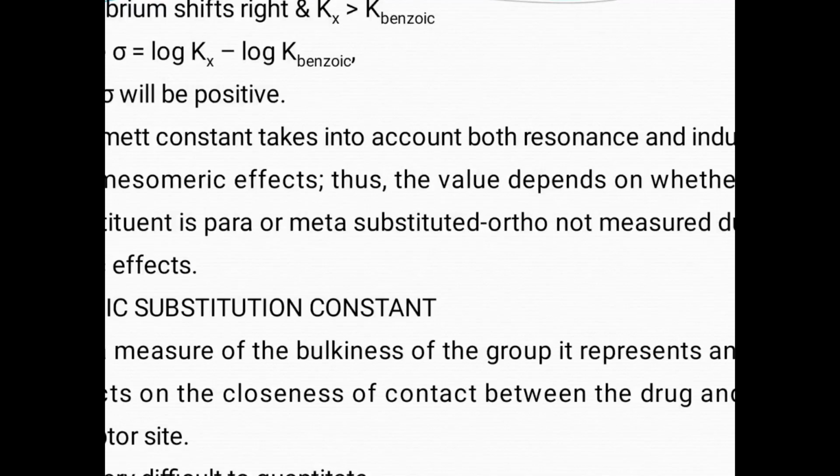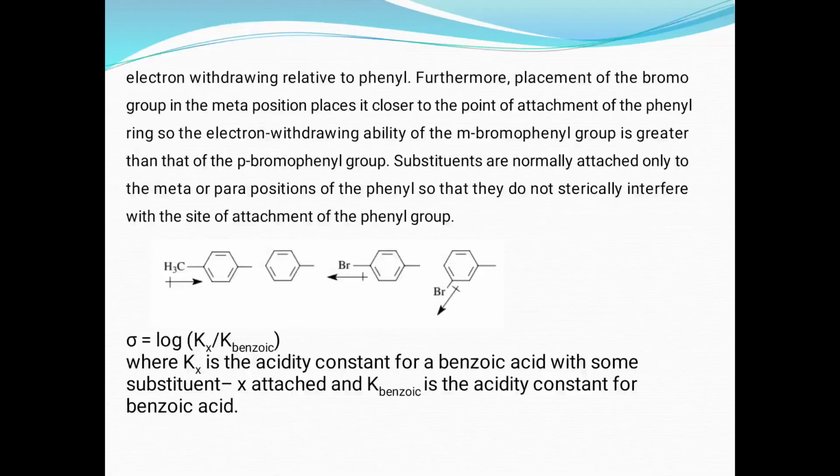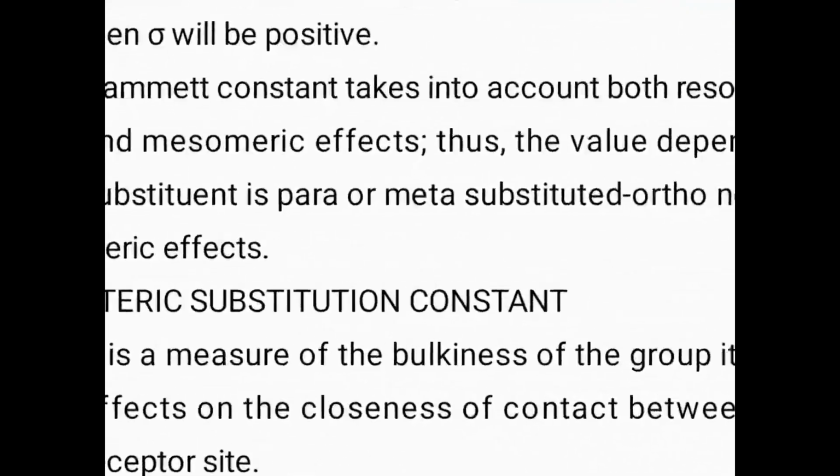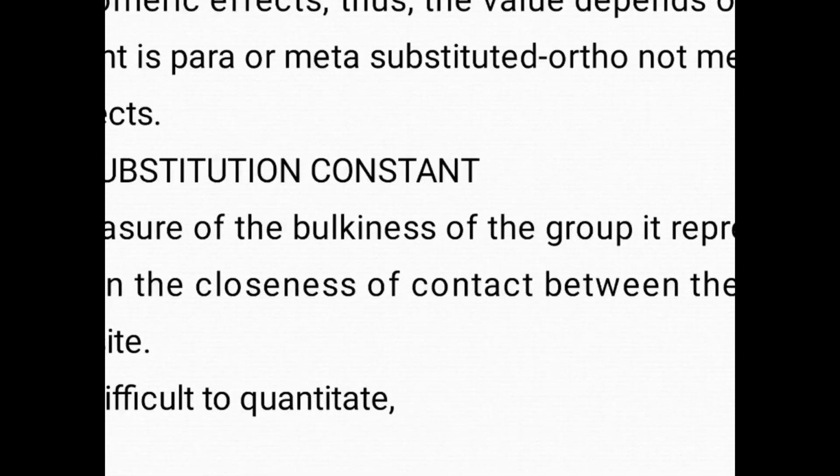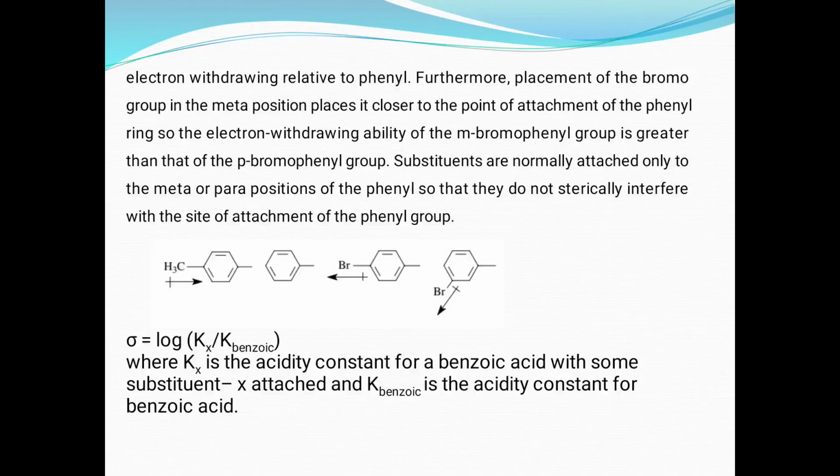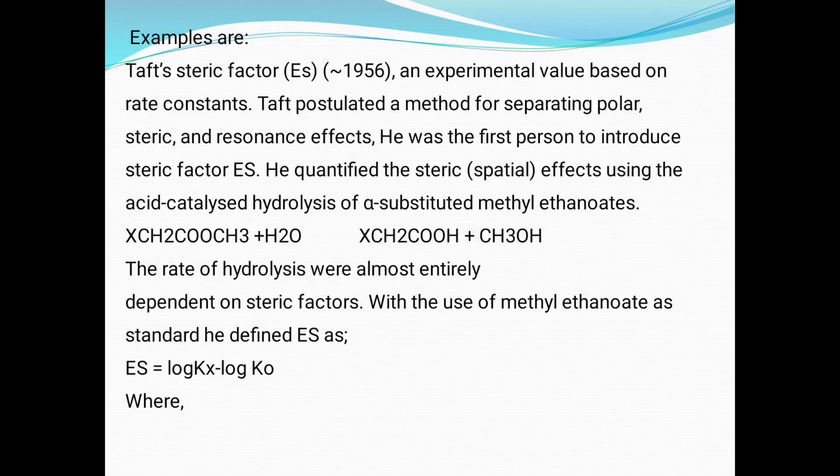Hammett's constant will also take into account both the resonance and inductive effects, and also the mesomeric effect. Thus the value will depend on whether the substituent is para or meta. Ortho is not measured due to steric effects. Then we come to the next constant, also known as the steric substitution constant. The steric substitution constant basically measures the bulkiness of the group, and hence its effect on the closeness of contact between a drug and receptor site. Although it is very difficult to quantitate.